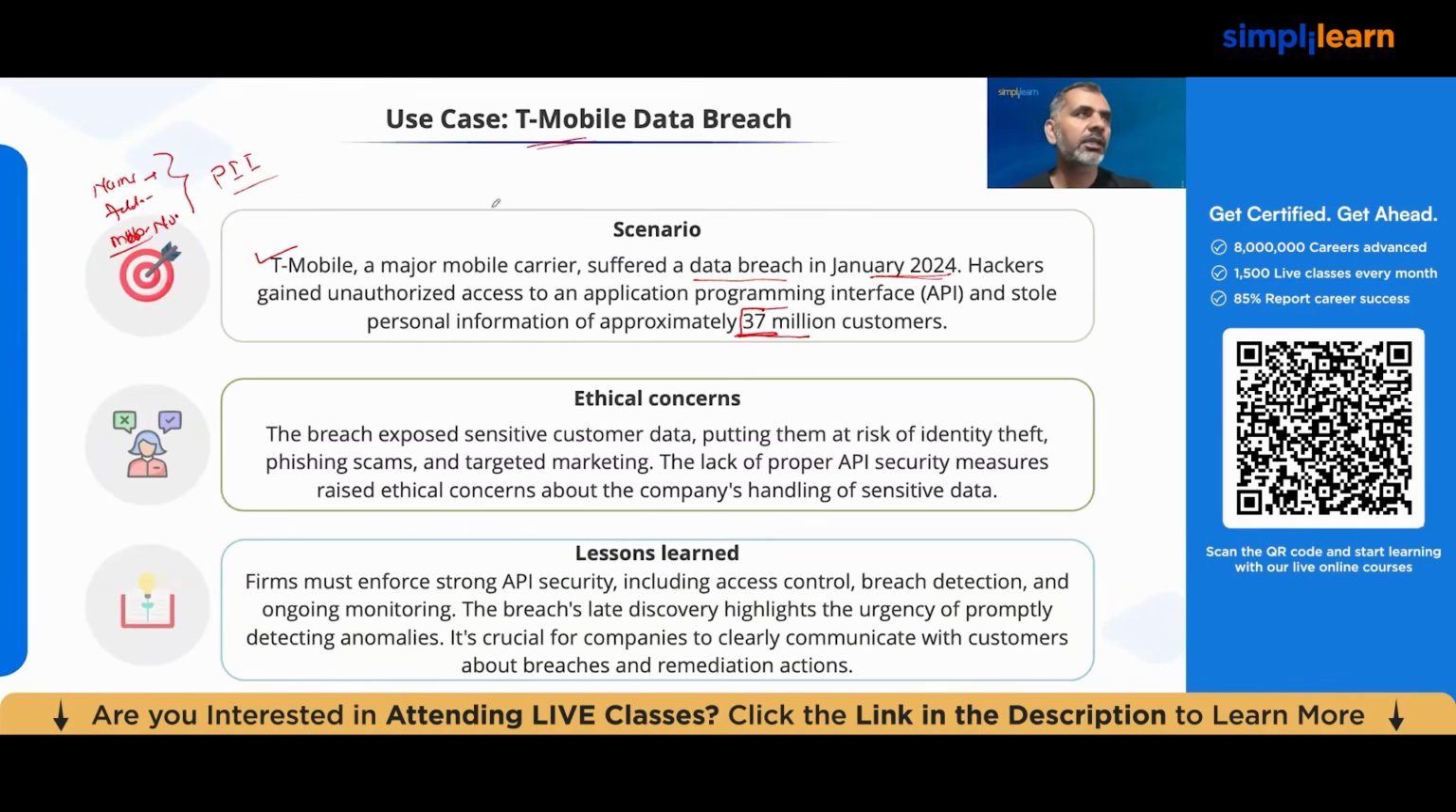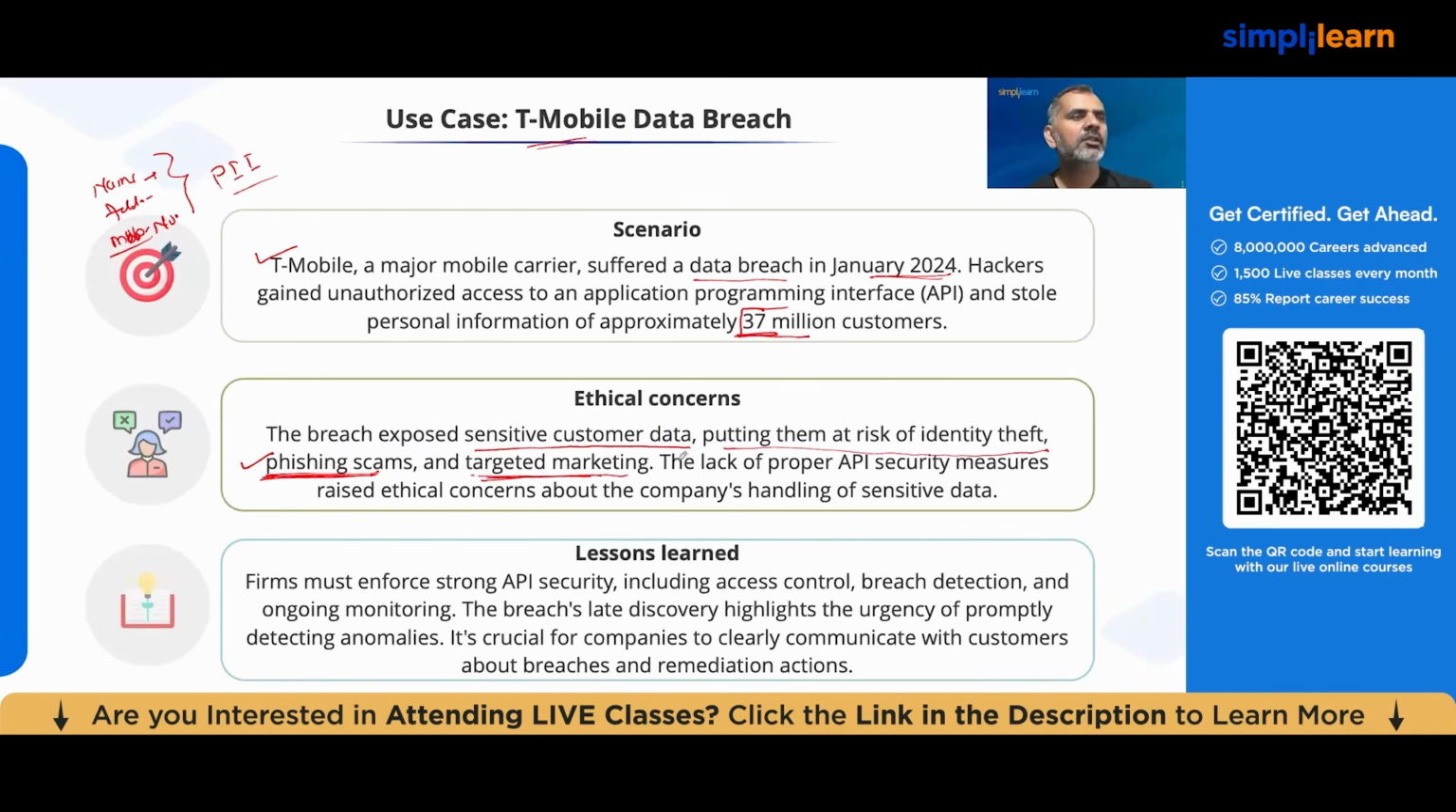So what did they learn from this particular incident that happened in 2024? This breach exposed sensitive customer data, putting them at risk of identity theft, phishing scams, and targeted marketing. The hacker can use this data for many other purposes, like applying a phishing scam. This is very common in India. A lot of people call you, they try to give you a lot of offers or sometimes threats as well. And then they ask you to share your accounts or CVV numbers, etc. So they can be used in a phishing scam. This can be used for targeted marketing also.